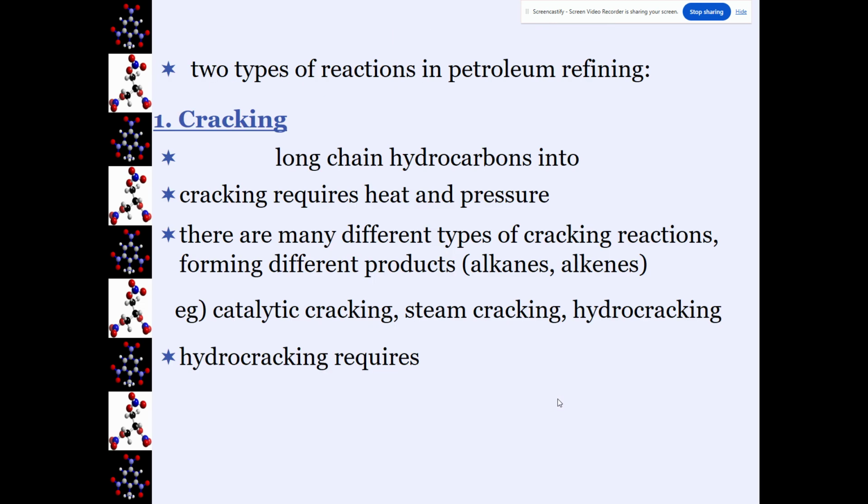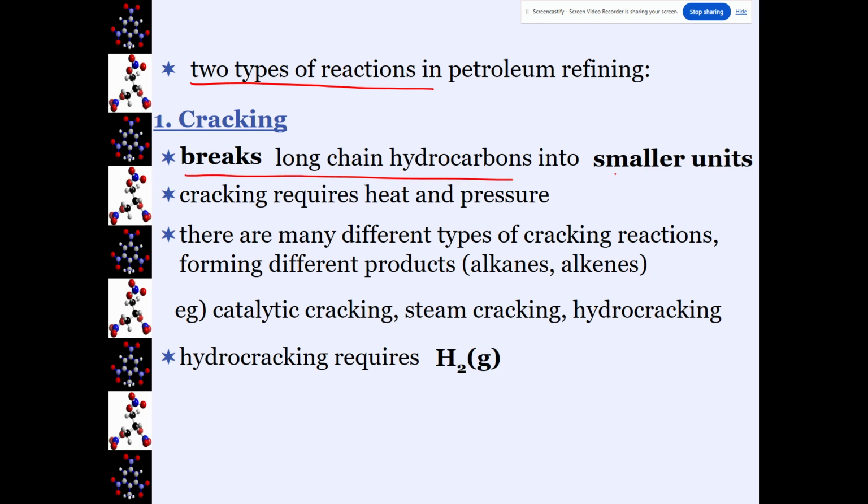Now, there are also two types of reactions in refining, and they're actually just opposite of each other: cracking and reforming. So cracking is where you add hydrogen and you break a long chain into two smaller chains. That's it, okay? Usually involving alkanes in these processes.